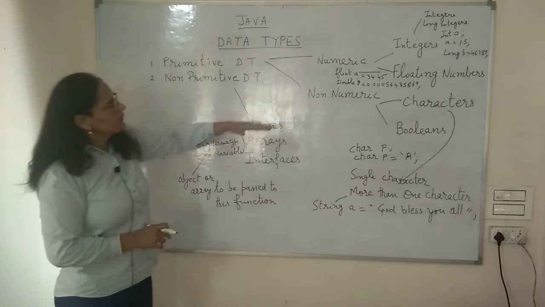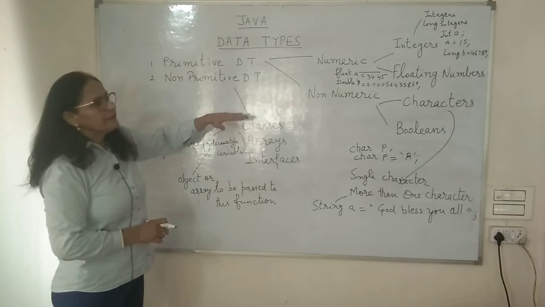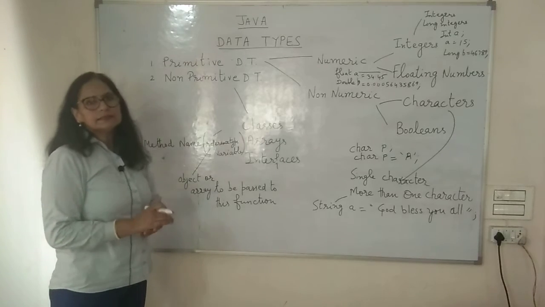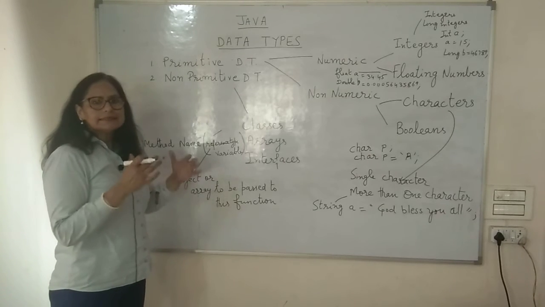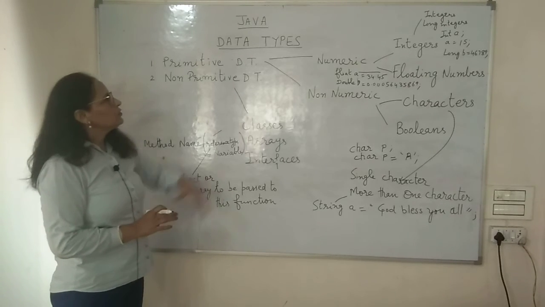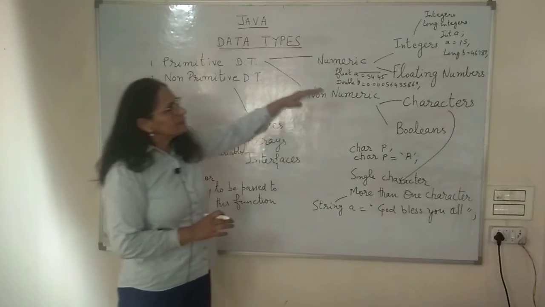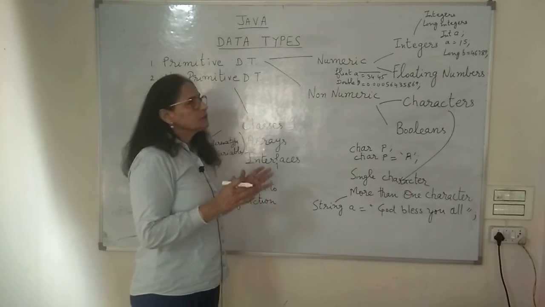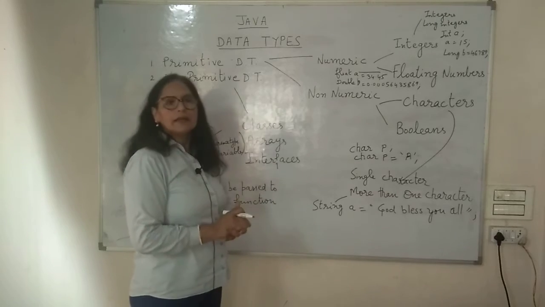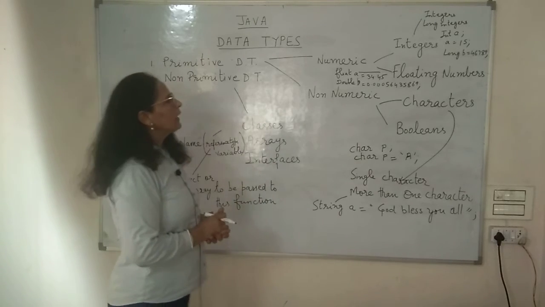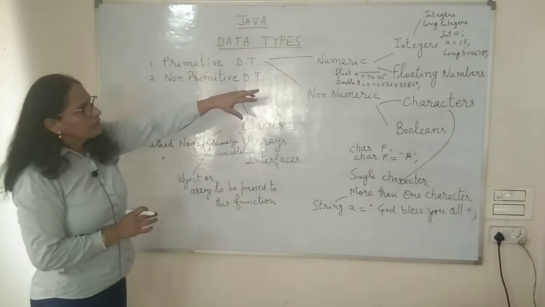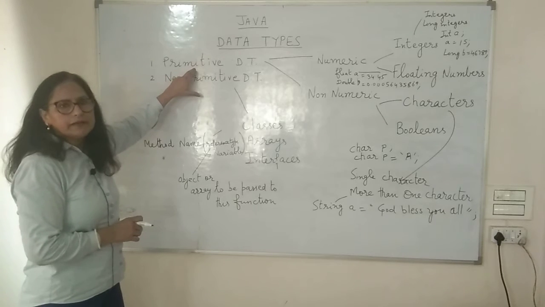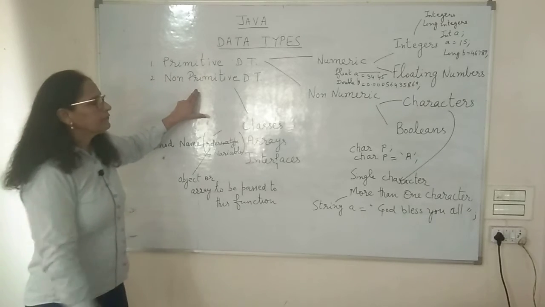So these are the data types we need to prefix while declaration, and this tells the Java language that we are going to use this particular type of data type, and we are supposed to store that particular type of value in that data type or in that variable. Now these are of two types. First of all is primitive data type and second is non-primitive data type.